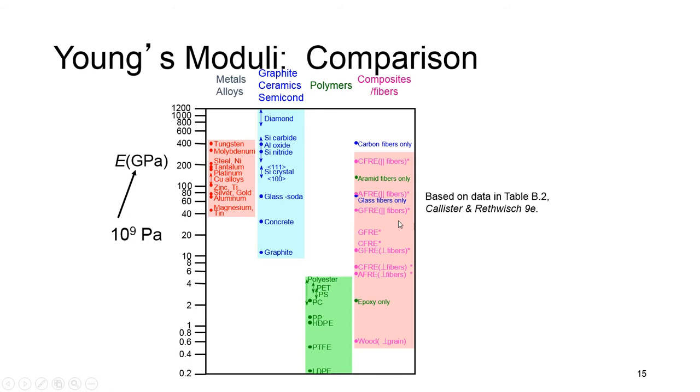In composite, if we talk about directions along fiber, we see higher value of E, and if we look at direction perpendicular to the fiber, because only matrix is withstanding the load, we see lower value of E. Here composite data is based on reinforced epoxy with 60% volume of carbon fibers or aramid or glass fibers. So the percent of fiber is also important in determining the mechanical properties.